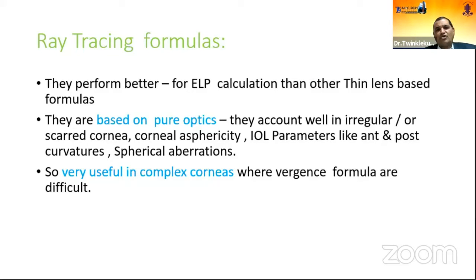They are purely based on optics, so they account well for regular and irregular corneas. They even consider the corneal sphericity. They also consider the IOL parameters, the anterior curvature and the posterior curvature of the IOL, and the spherical aberrations of the IOL are also taken care of by the ray tracing technology. So this is a feature where you can customize your lens according to the requirement. And it is very useful in the complex cornea where all the conventional formulas are not giving the proper K reading and you are getting an error in the effective lens position.